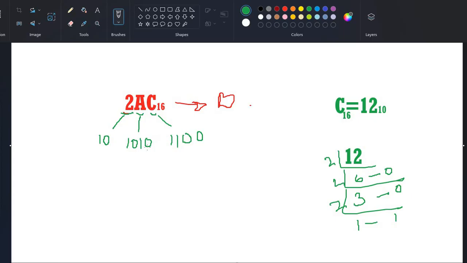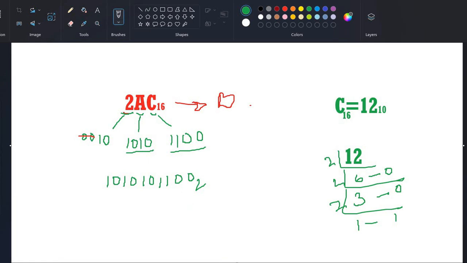Okay? So here, as we know, each hexadecimal digit should be converted into 4 binary digits or bits. Here we already have 4 bits, here we already have 4 bits, here we have only 2 bits. So we can add 2 zeros before this, but we do not need it because adding zeros on the far left side is not required. So the answer will be 1 0 1 0 1 0 1 1 0 0 to the base 2. This will be the answer.